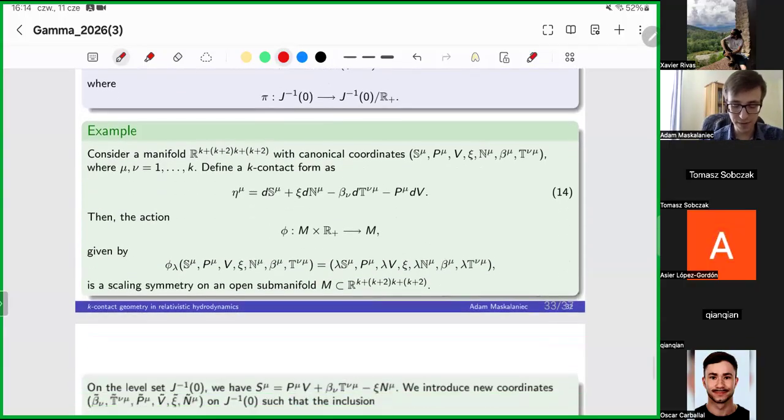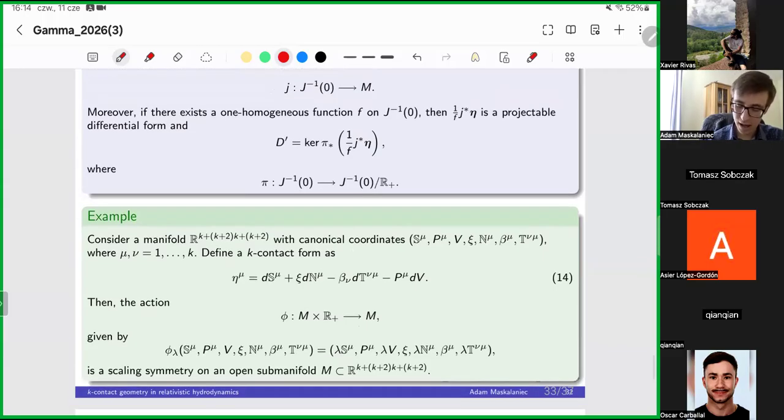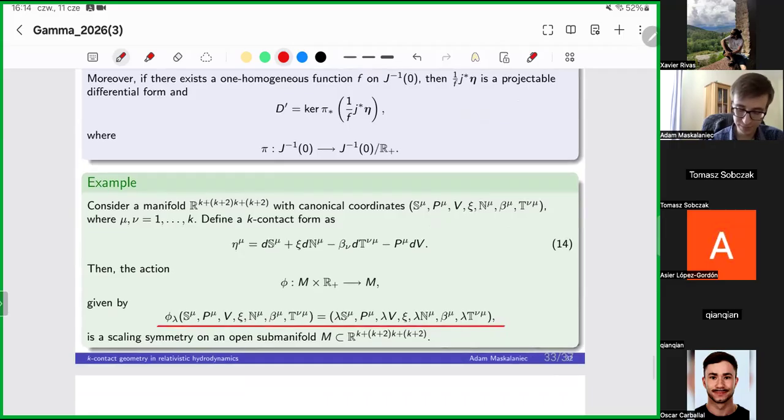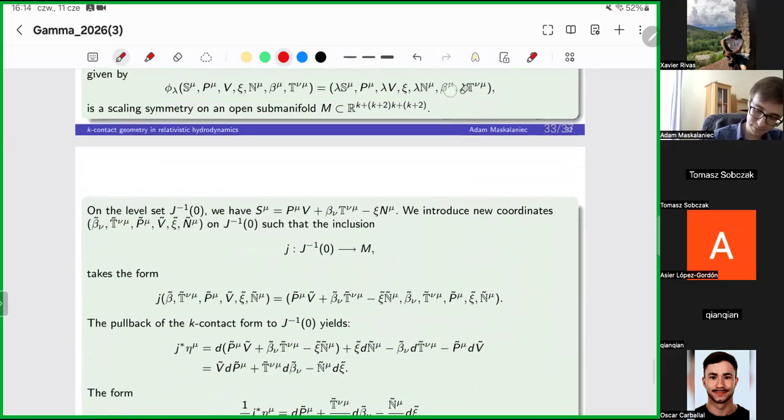So it turns out that when we would like to reduce our extensive k-contact thermodynamics with respect to our scaling symmetry, then, well, this scaling symmetry is intended to scale only the new extensive variables, namely the entropy, volume, number of particles, and the energy-momentum tensor. Yes. So here I have this scaling symmetry that scales exactly those extensive variables. Yeah. Okay.